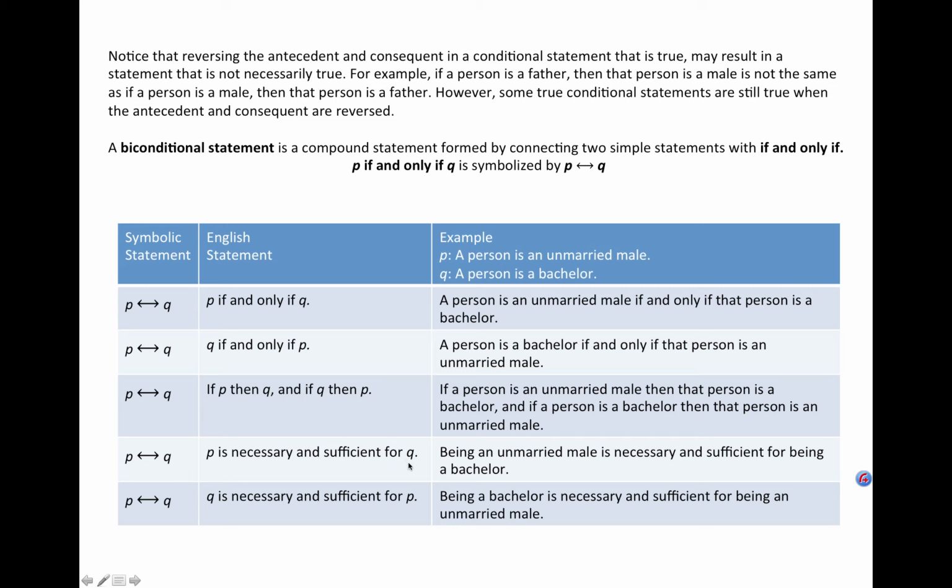P is necessary and sufficient for Q. Being an unmarried male is necessary and sufficient for being a bachelor. Q is necessary and sufficient for P. Being a bachelor is necessary and sufficient for being an unmarried male.